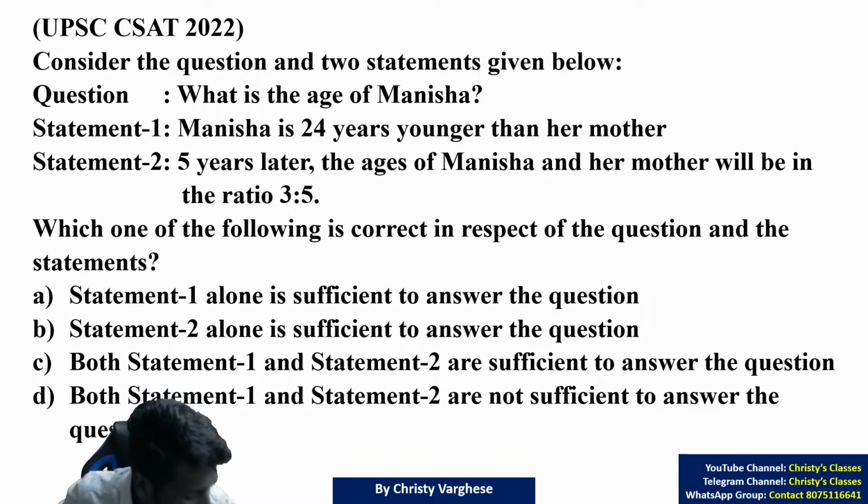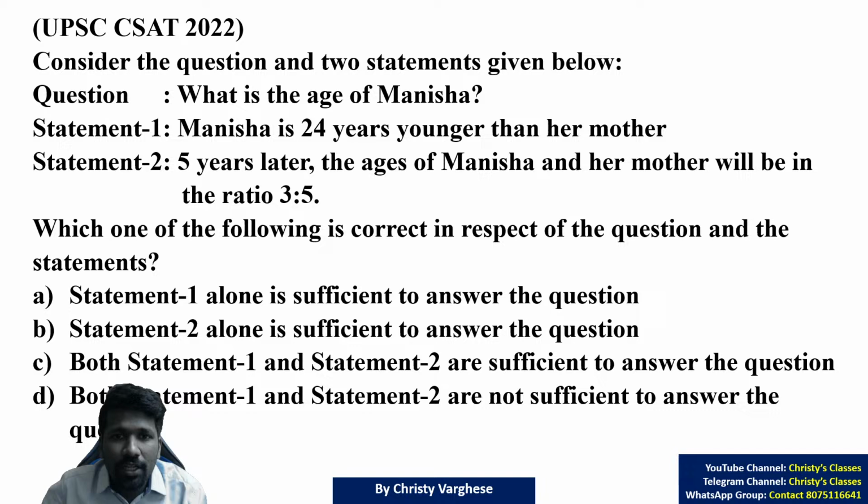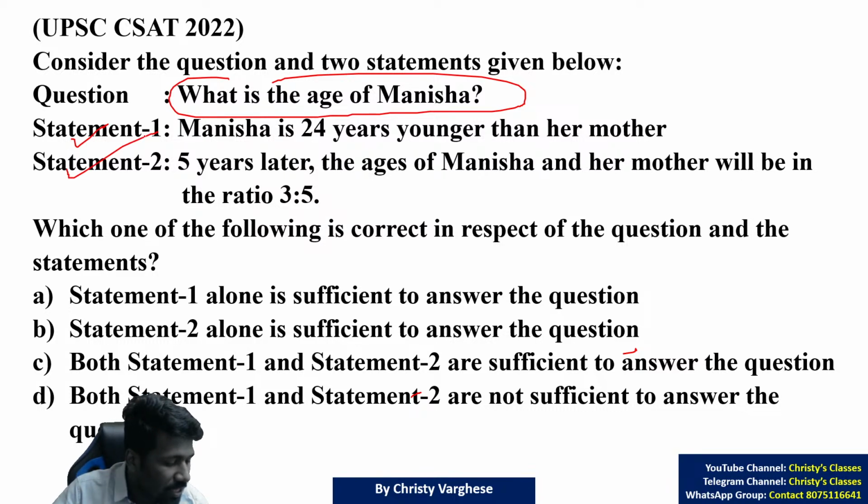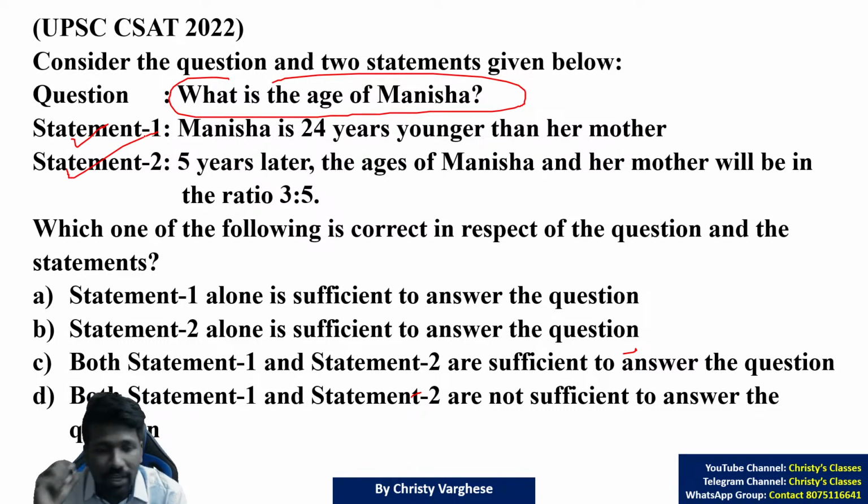Okay, so I'll explain. Consider the question and two statements given below. Data sufficiency model questions, how to do it, we have discussed in previous sessions also, I guess. So there will be a question to be answered. What is the age of Manisha? Answering that question is not the priority at all. To answer the question, which statements are necessary, that is the only thing that we need to answer. Whether you solve it for the unknown value, that is not needed at all.